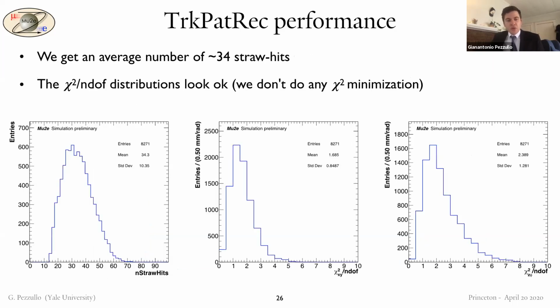Other interesting distributions are shown here on slide number 26. On the left, you can see that we have an average of 34 straw hits associated with the reconstructed helices. In the middle and on the right, I created the distributions of the chi-squares, which are indicative of the quality of the reconstruction that we make, even if we actually don't minimize any chi-square in performing the circle or the line reconstruction. But still, that distribution is good enough to show that the reconstruction is proceeding well.